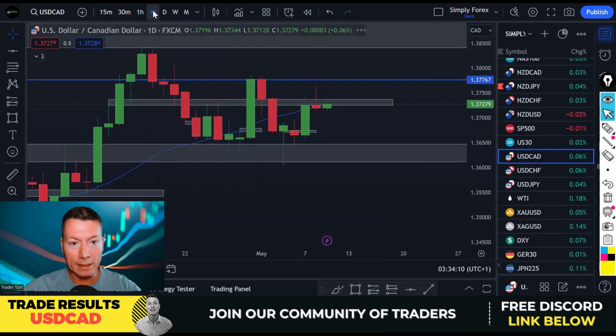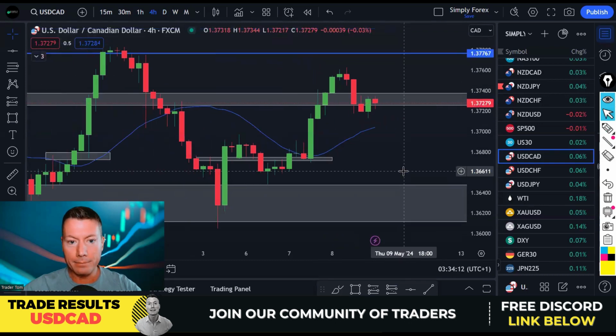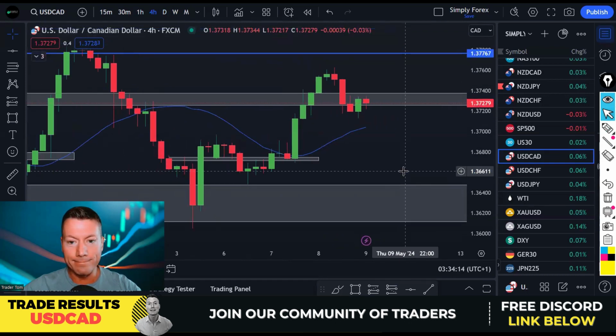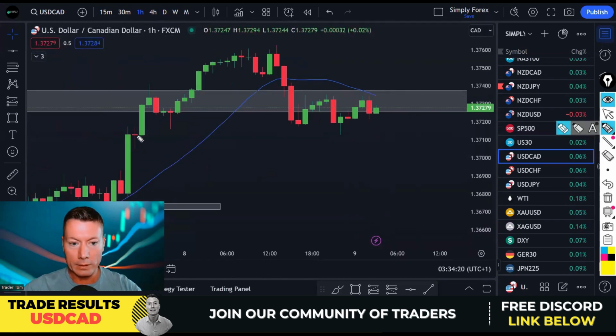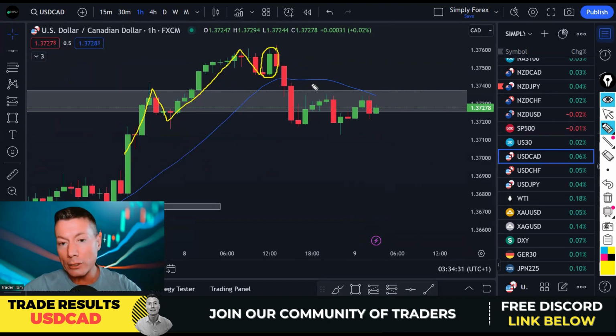However, did we get a setup yesterday? And the answer is no, basically. So there was this candle here, right? Price was coming up, price coming here, and we got this candle here, which is a good entry candle.